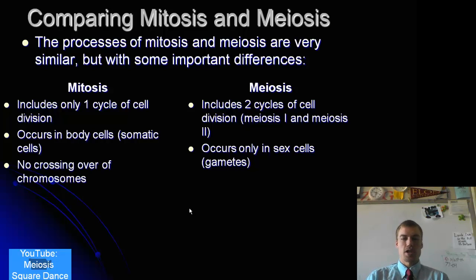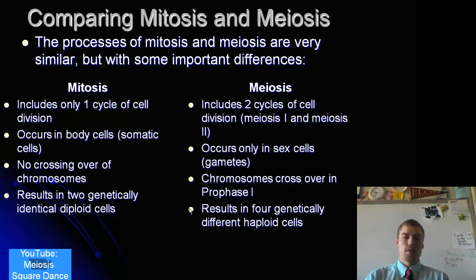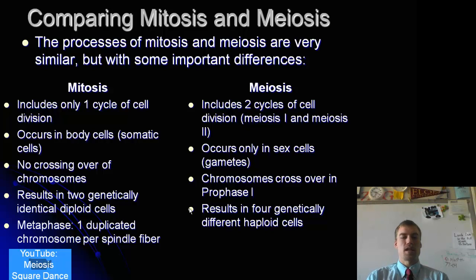There's no crossing over of the chromosomes in mitosis, which is going to limit the genetic diversity, whereas crossing over does occur during meiosis during prophase I. Mitosis results in two genetically identical diploid cells, whereas meiosis results in four genetically different haploid cells. Finally, in mitosis during metaphase, one duplicated chromosome per spindle fiber, right? So what that means is that your sister chromatids have the spindle fibers attaching to each side, and they're going to break apart.